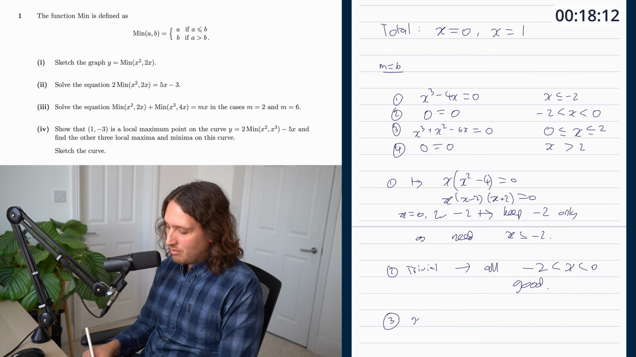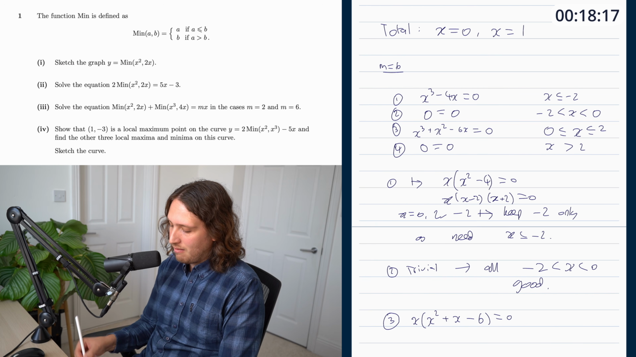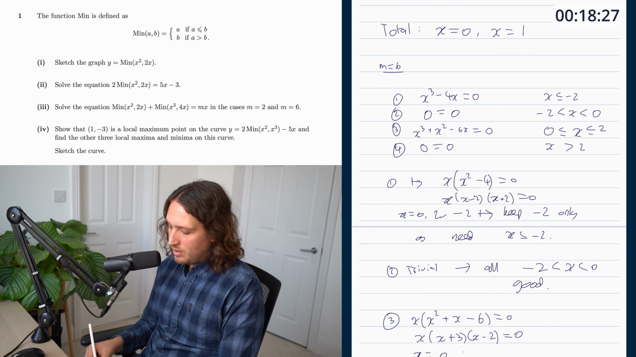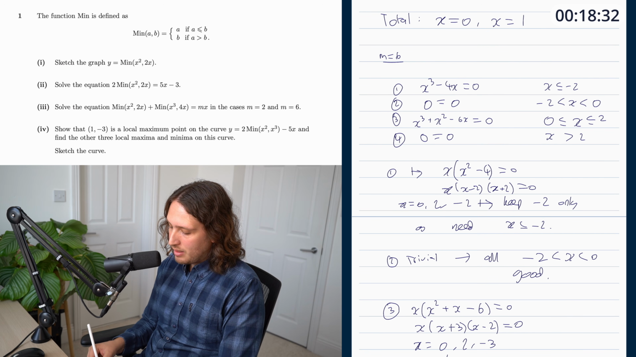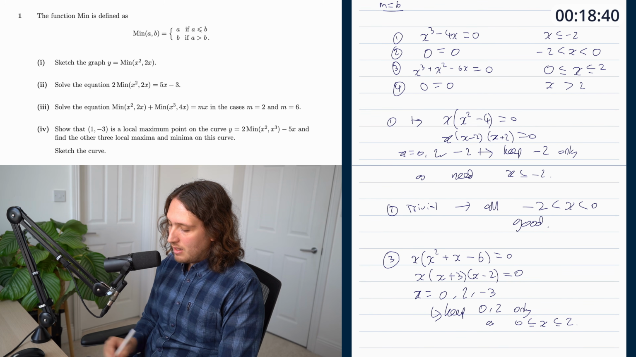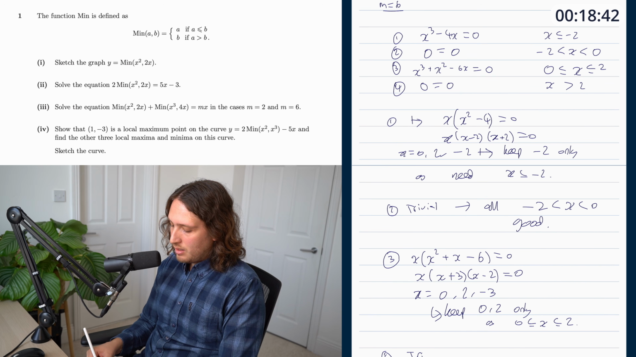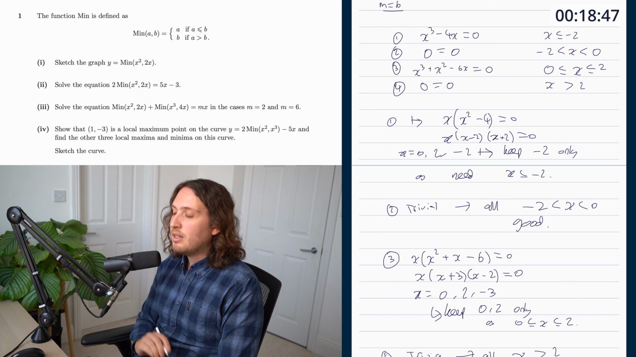Right, case 3, I'll pull out an x. x squared plus x minus 6 is 0. I will factorize: x plus 3, x minus 2 is 0. So x can be 0, 2, or minus 3. But I keep 0 and 2 only as I'm looking at the 0 to 2 case. And then finally, case 4 is trivially true, so that means that all x greater than 2 is a solution.